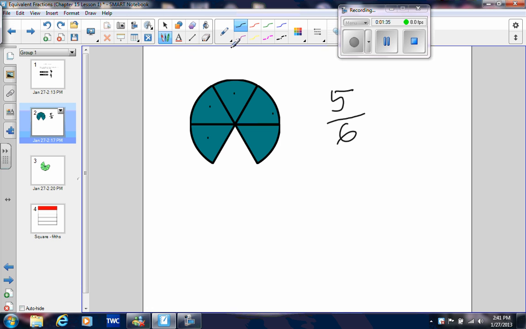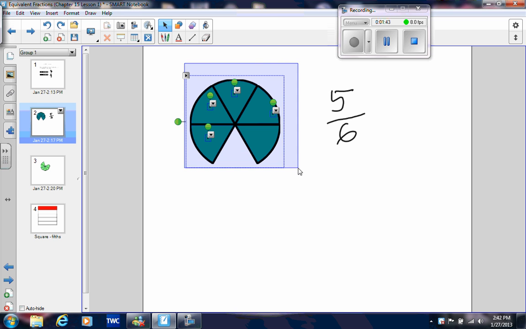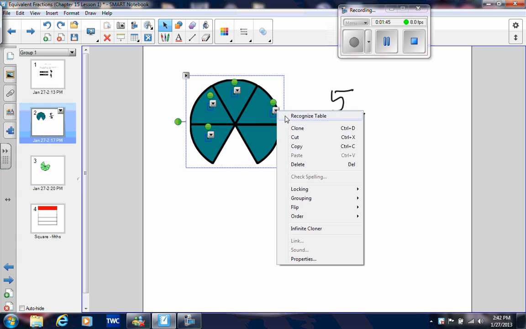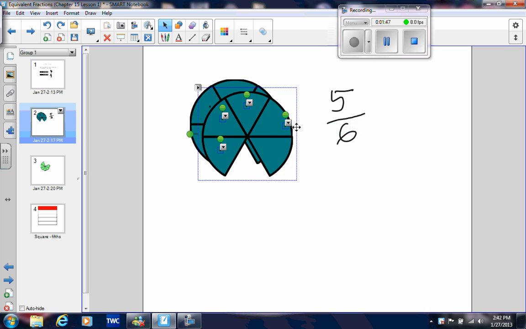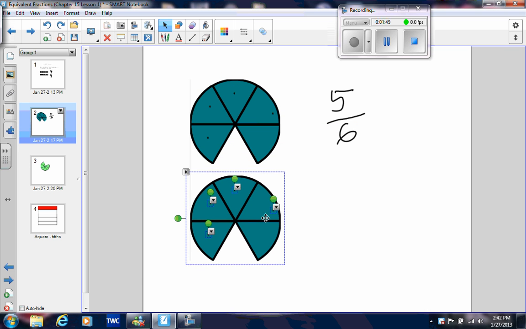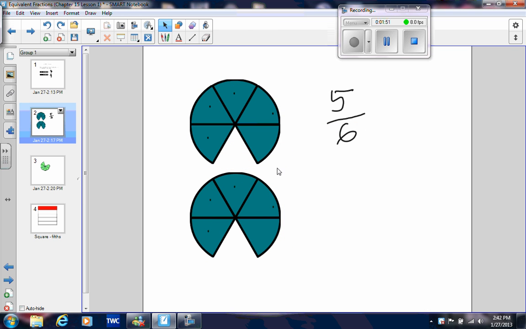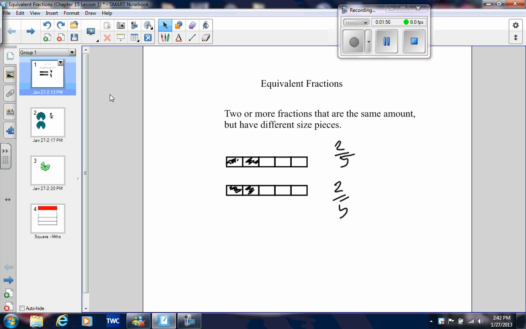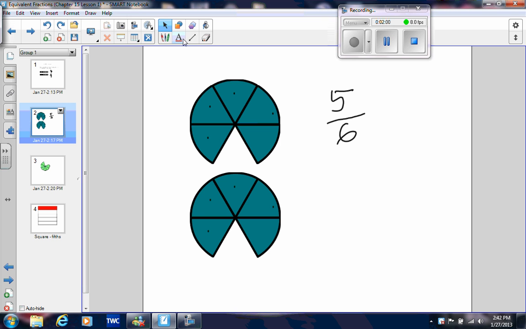Now, what you'd like to be able to do to get equivalent fractions is, actually, I'll just go ahead and clone this. Okay, now, this is similar to what I had in this first slide here, where you had two things that were identical. But with equivalent fractions, you're going to have some different size pieces in here.